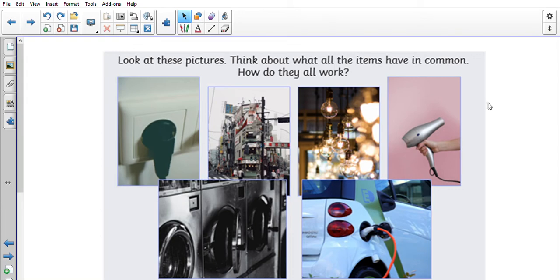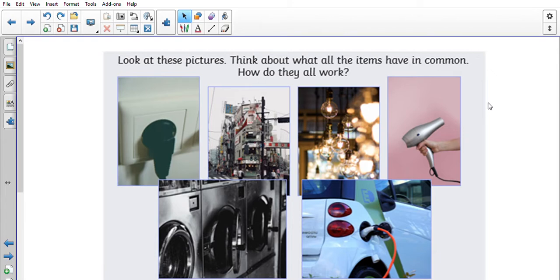Good afternoon, Year 4. So this week we are focusing on science and we are looking at electricity. So what I want you to do first of all is have a look at these pictures and think about what they have in common and how they work.